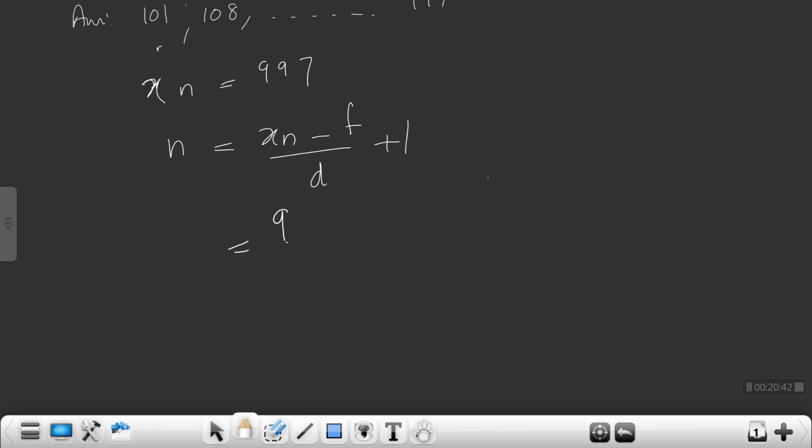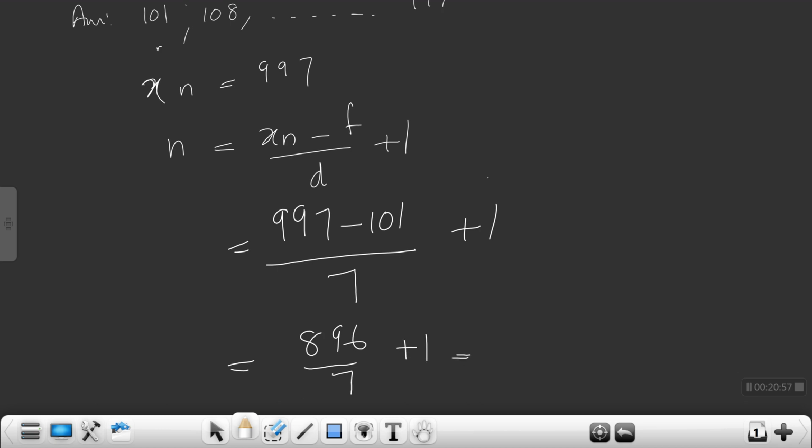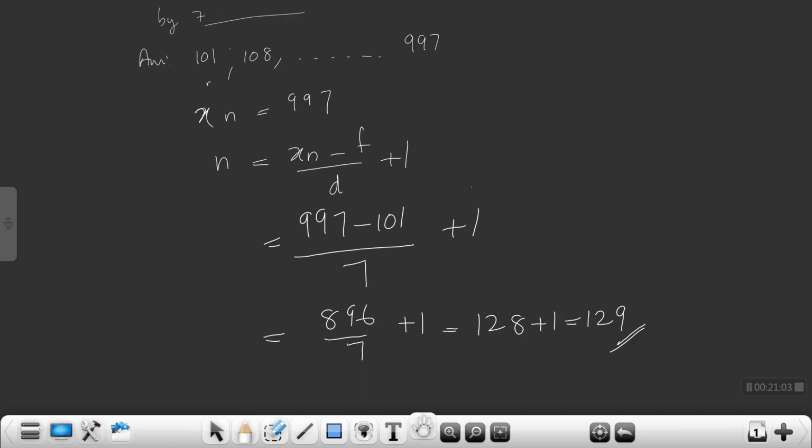That is, the last term 997 minus the first term 101, divided by d. Here d is 7, plus 1, is equal to 896 divided by 7 plus 1. That is equal to 128 plus 1, which is 129. So there are 129 three-digit numbers which leave remainder 3 when divided by 7.